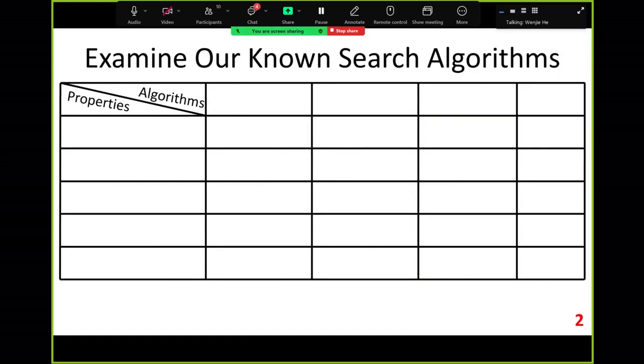Here, let me do a chart. Examine our known search algorithms.